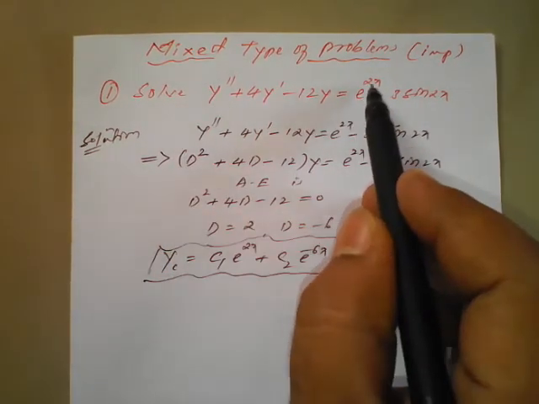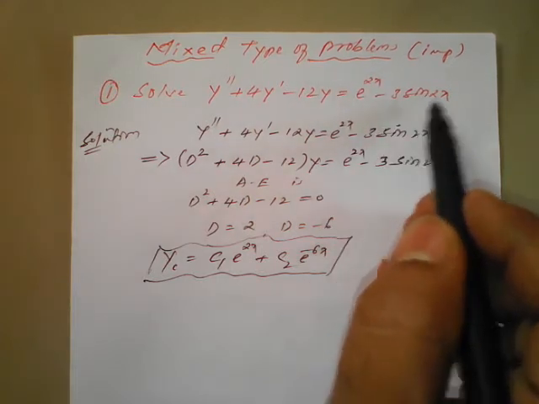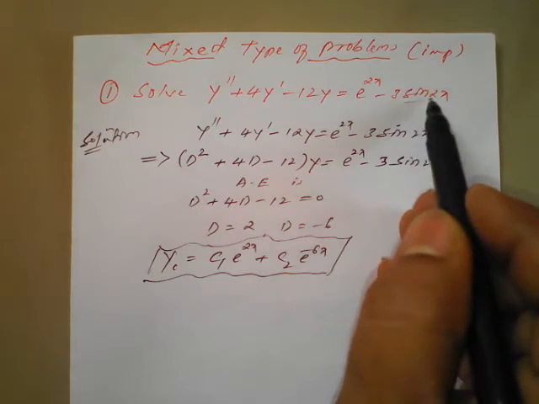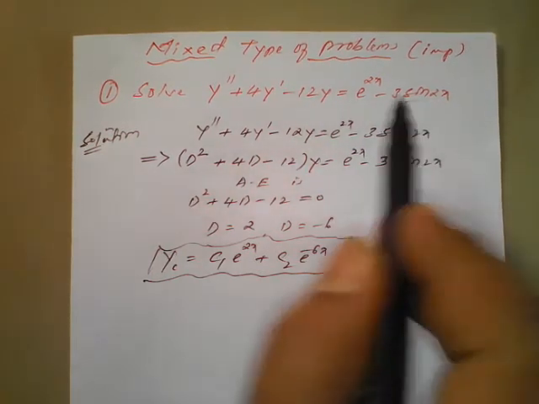So right hand side, e raised to 2x is a type 1, minus 3, which is a constant, times sine 2x, which is a type 2. So it is a mixture of type 1 and type 2. So how to solve? We'll see here.